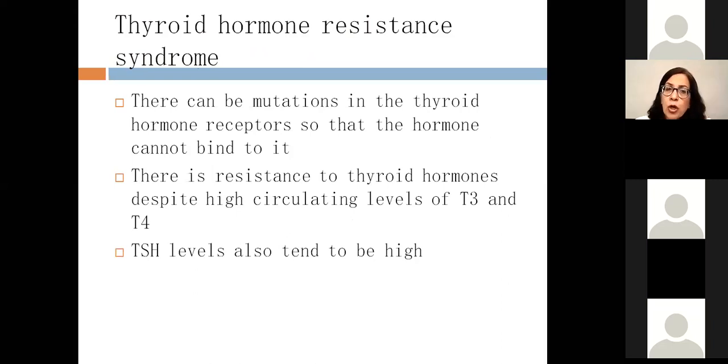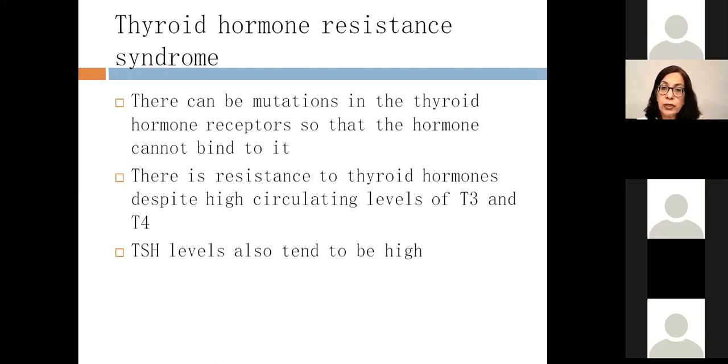There is something which is called thyroid hormone resistance syndrome. There are mutations in the thyroid hormone receptors so that the hormone cannot bind to it. Okay? The hormones are there, but there is resistance to thyroid hormones despite high circulating levels of T3 and T4. The hormones are there in the body, but the patient is resistant to that, like we discussed with insulin resistance.